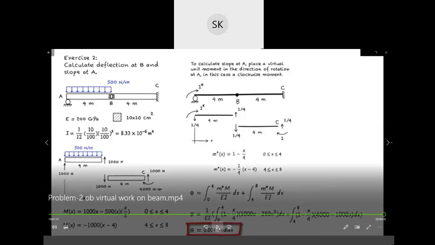Okay, so that's all for today. Please practice these two problems by yourself. Go through the video once and follow. Go through the work energy method formula, then the virtual work method formula, then practice these two numericals. Any doubts regarding today's class, you can type in the chat box.